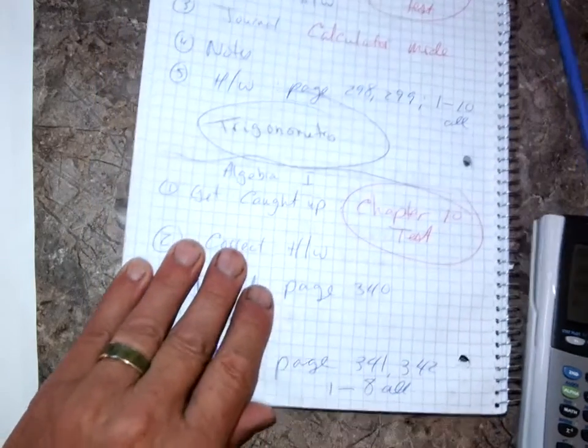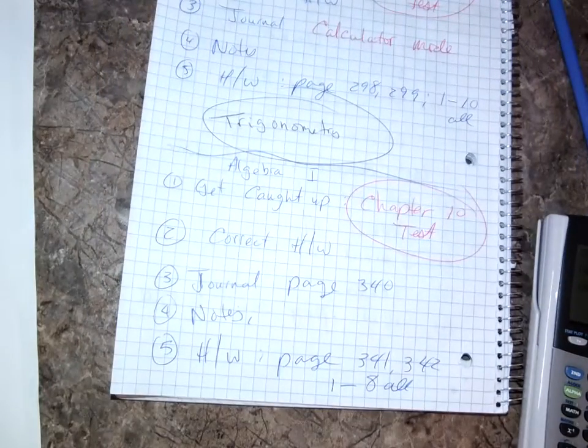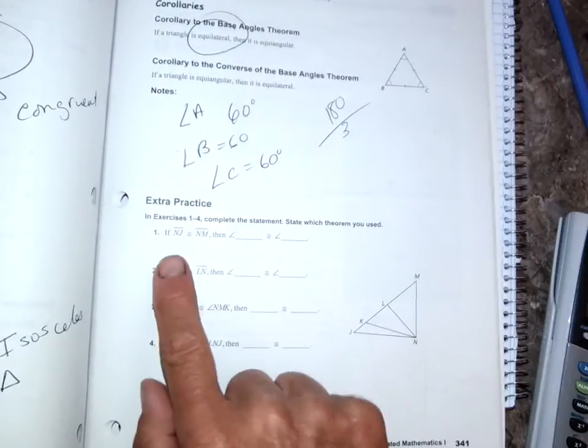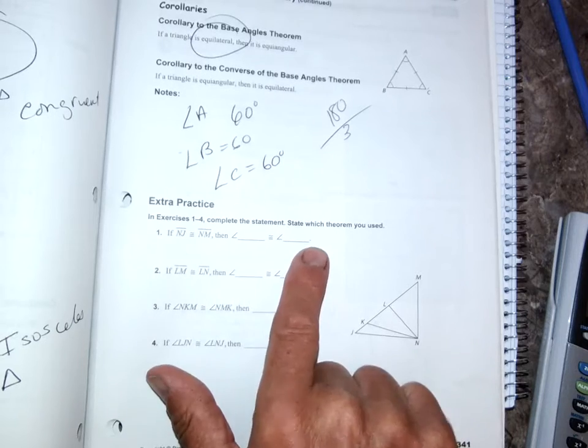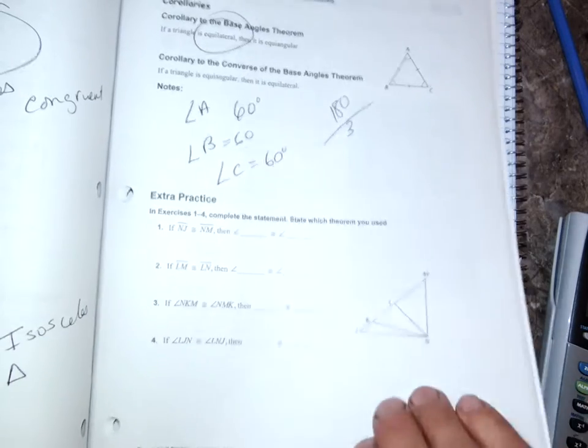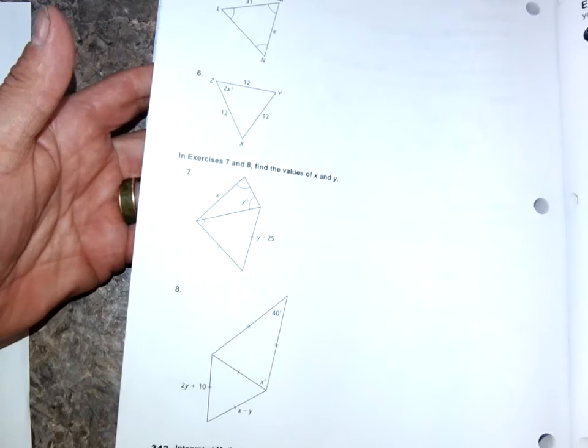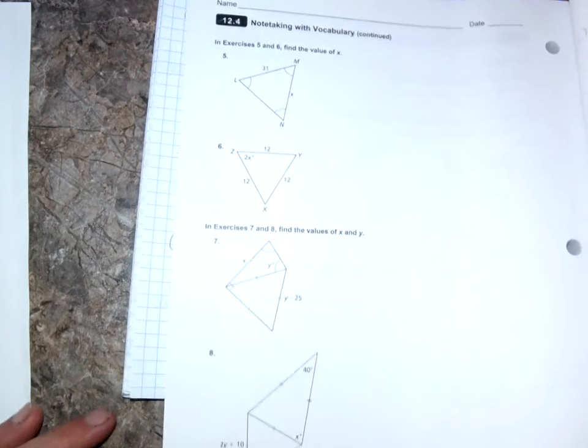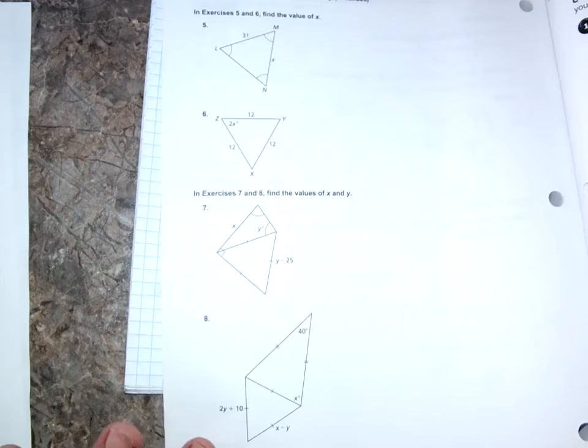Homework is page 341, 342, 1 to 8 all. Let me show you that real quickly. And we are almost done, you guys. We really are almost done. Just got to finish it. So here's 341. They're asking you to tell which angles are equal because of the base angles. Then they're saying which sides are going to be equal if you know the angles. On number 5, 6, 7, 8, those are the fun ones. That just is solving, which is what we like to do. So there's your homework.